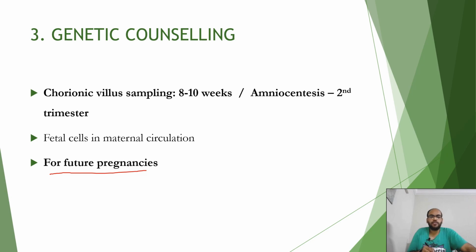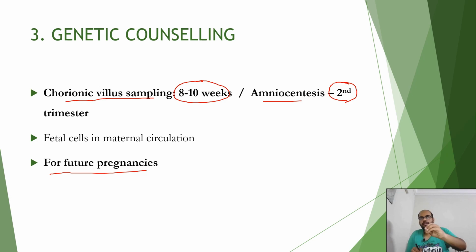What you can do is chorionic villus sampling as early as 8 to 10 weeks of gestation, and amniocentesis in the second trimester. So you take some cell samples during the pregnancy and check if there's a mutation in the developing fetus, and then counsel them accordingly. Okay, so that is how you have to counsel. But genetic counseling also includes psychological counseling. So that is also important.